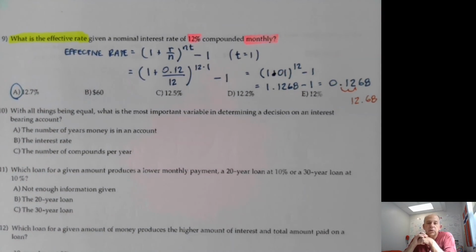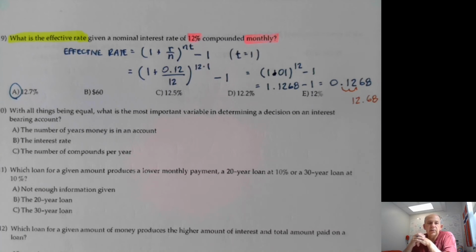Your effective rate is going to be a little bit higher because it takes into account the number of compounds per year. So there's how you would do that one.